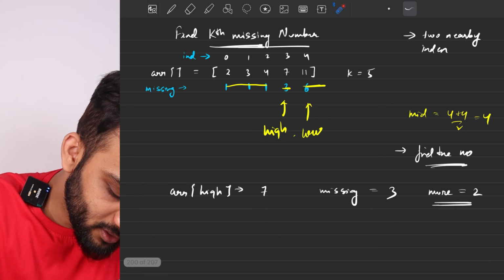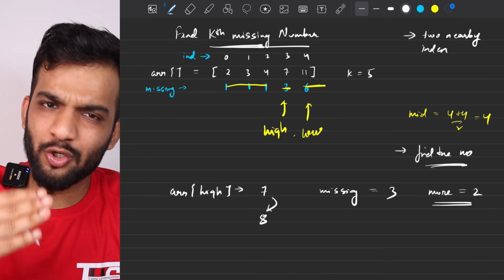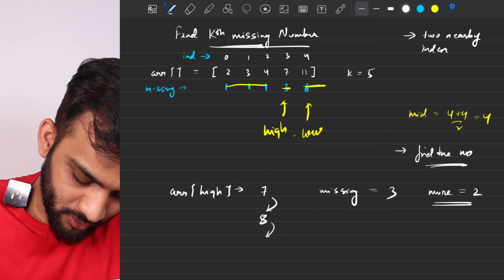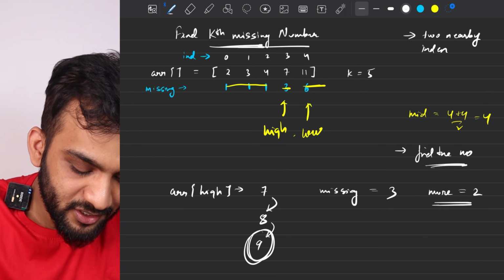2. So what you do is, he says 7. Can you go to your next number? He says 8. Can you go to 1 more? Because I need 2 more. That's 9. So 9 is your answer.